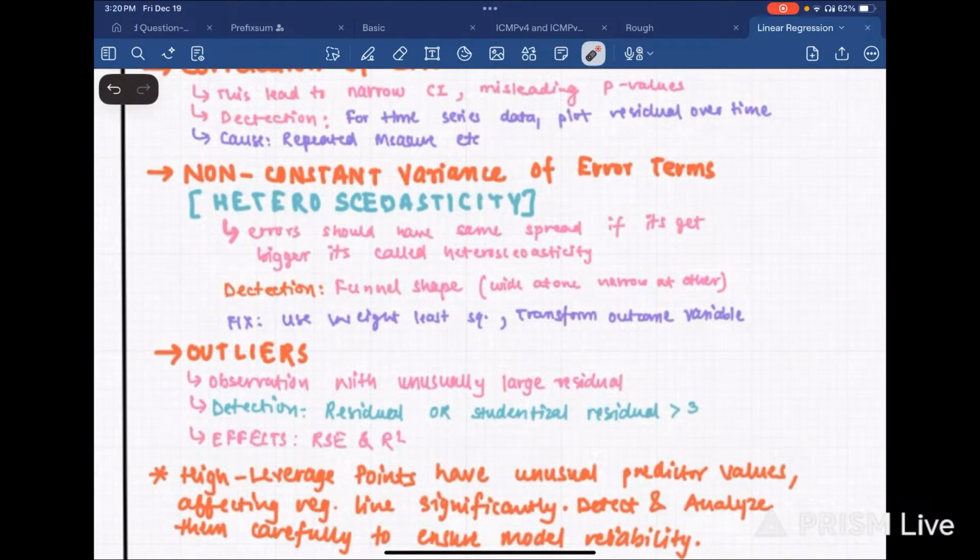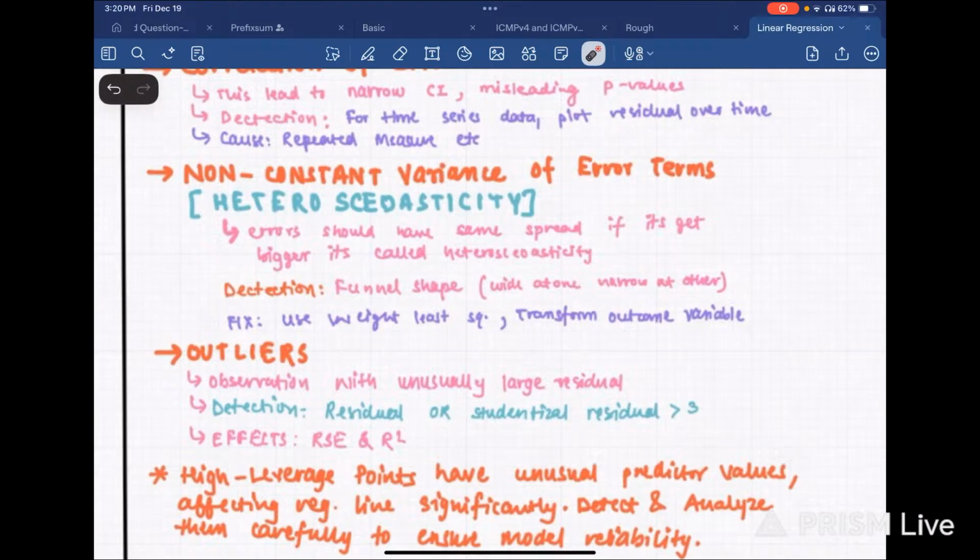The error should spread evenly. If the error gets very large, this is called heteroscedasticity. We can detect it using a funnel shape, wide at one end and narrow at the other. To fix it, we use weighted least squares, or transform the outcome variable. These are the different things we use.